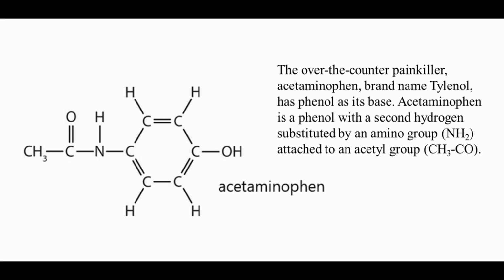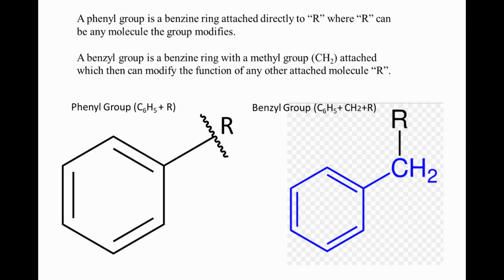In cases where benzene or a hexacarbon ring joins a carbon chain as a branch, the hexacarbon ring branch is called a phenyl group. And while phenol is benzene with a hydroxyl group attached, a benzyl group is a benzene ring with a methyl group, CH3, attached.